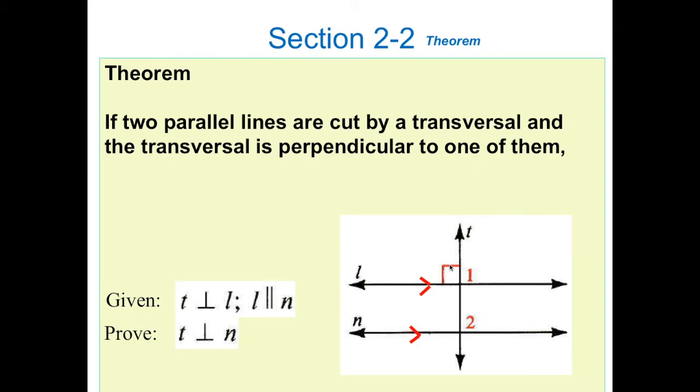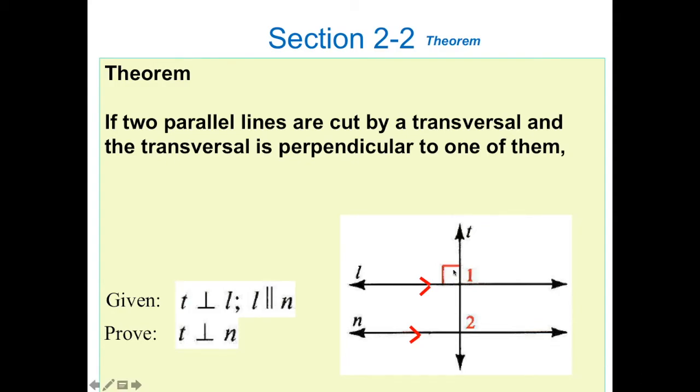But anyways, this is how the book words it. Let's just go ahead and read it rather than having you kind of word it out. Let's read it together. It says here, if two parallel lines are cut by a transversal, and the transversal is perpendicular to one of them. Okay, so I think they're already kind of writing this better than I was kind of talking about a minute or two ago. But if two parallel lines are cut by a transversal, and the transversal is perpendicular to one of them, then what can we establish?